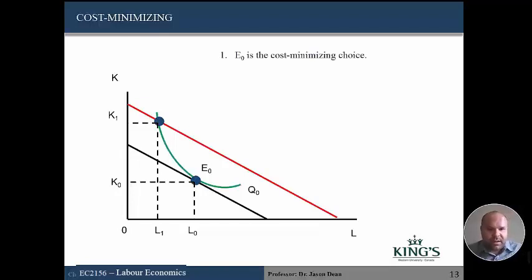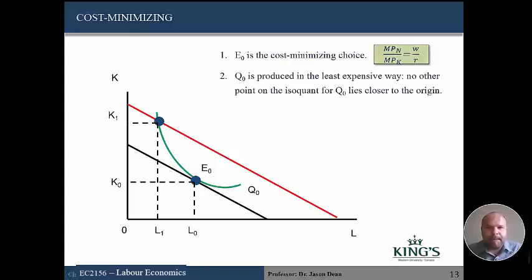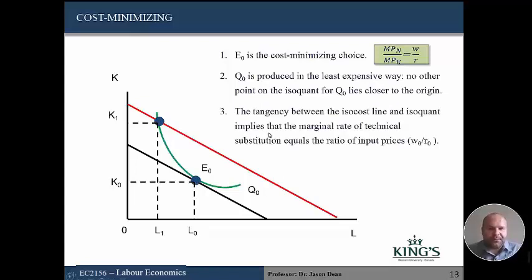Here's another example. We have our optimum point, which is E0, the cost minimizing choice for producing Q0. Q0 is produced in the least expensive way. No other point on the isoquant for Q0 lies closer to the origin. Again, we could produce Q0 at this point, but we'd be on a higher ISO cost line. We would want to be here.